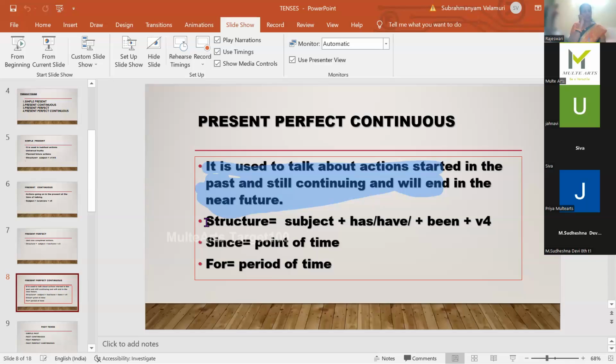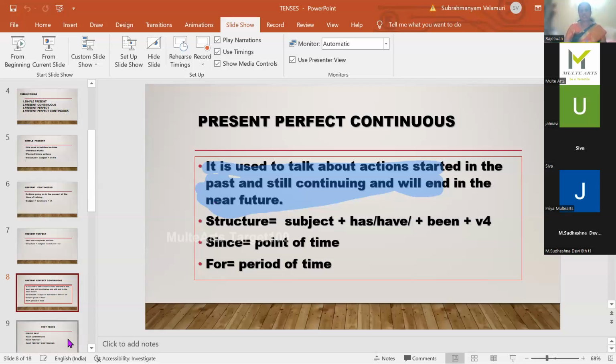Hope I'm clear. If you have any doubts, you may raise them so that I can proceed to the next topic. Is it clear, or any doubts regarding these tenses? Clear? Anyone? Shall I proceed to the past tense? Yeah. Yeah, thank you, ma'am.